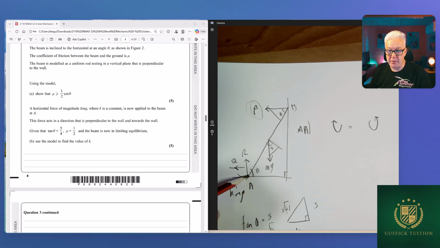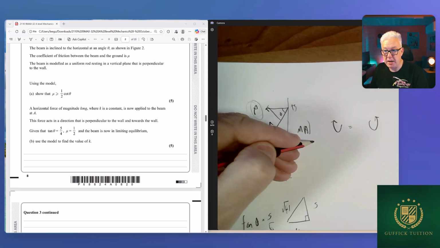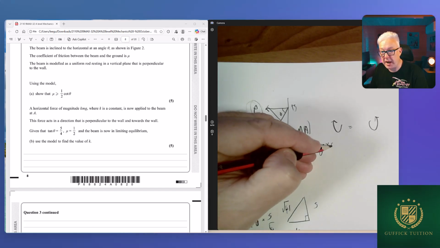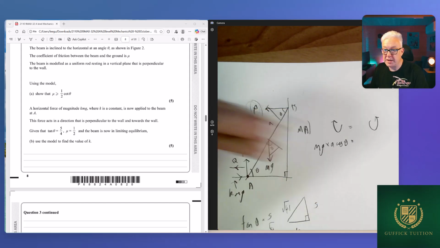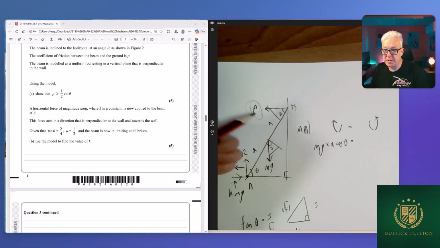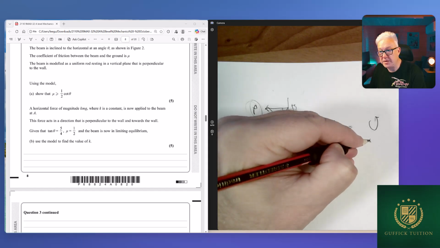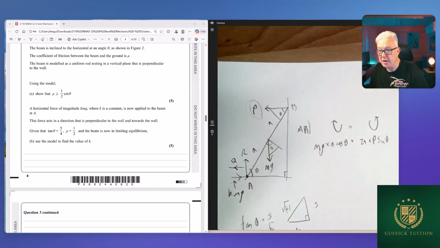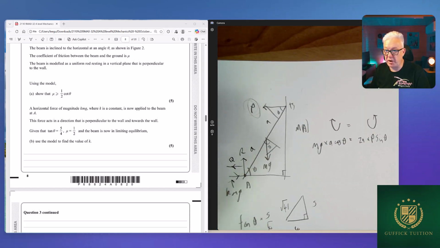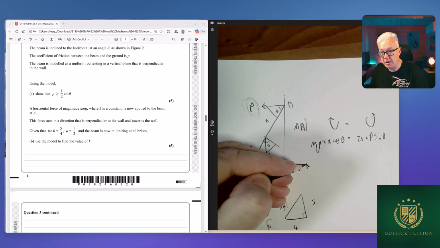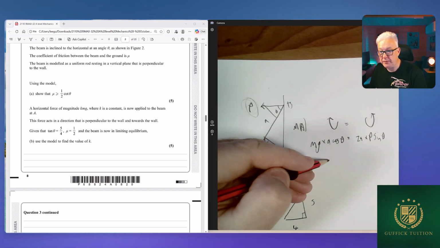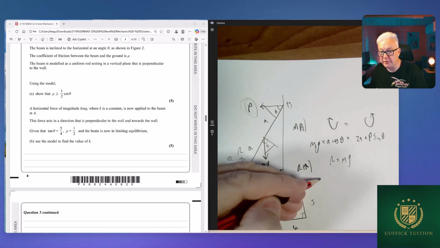So when we take moments about A, what have we got? We've got mg times A times cos theta. So this is our clockwise turning moment. What's our anti-clockwise turning moment? It's 2A times P, times sine theta. So very similar to before, except just one of the letters has changed. That's fine. Let's resolve vertically. Resolving vertically, we have still just that R is equal to mg.